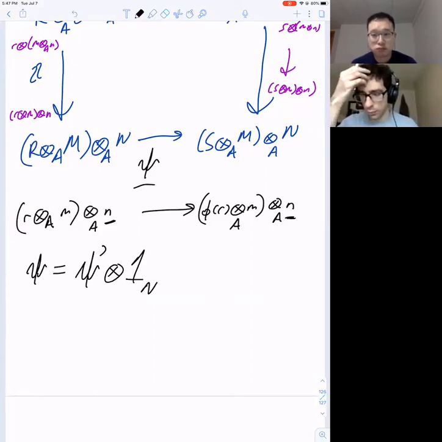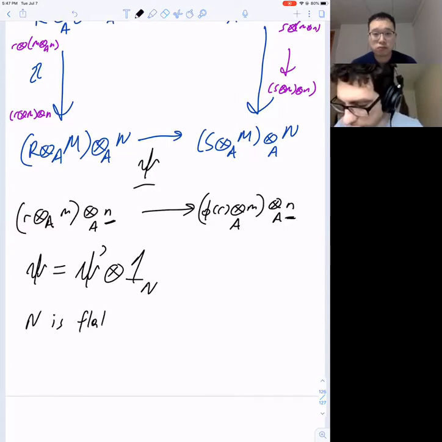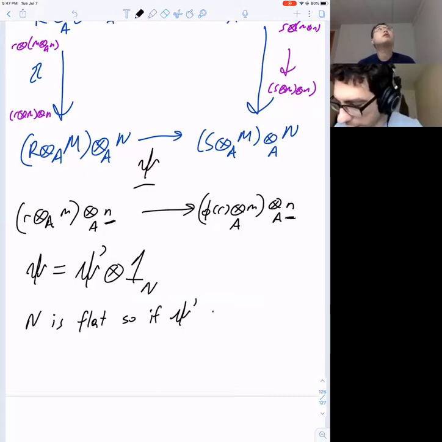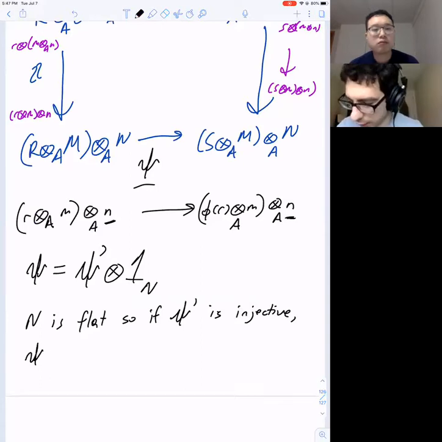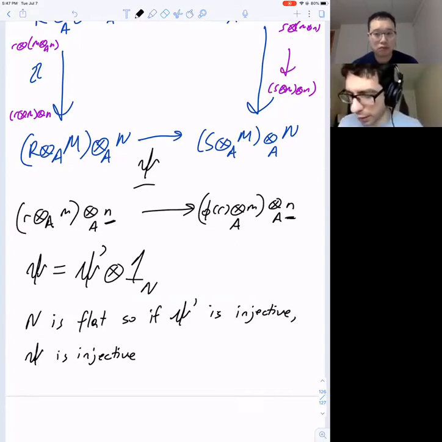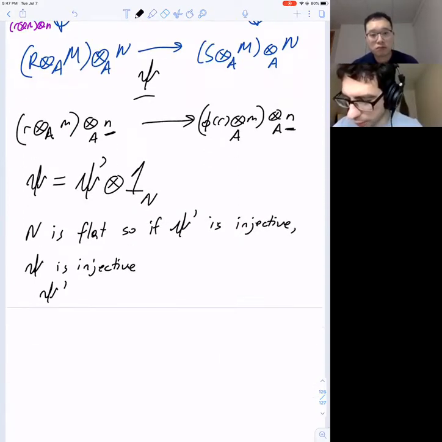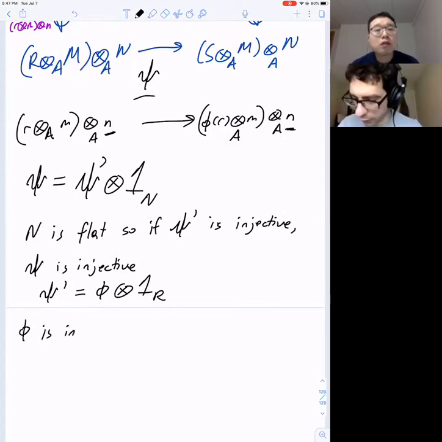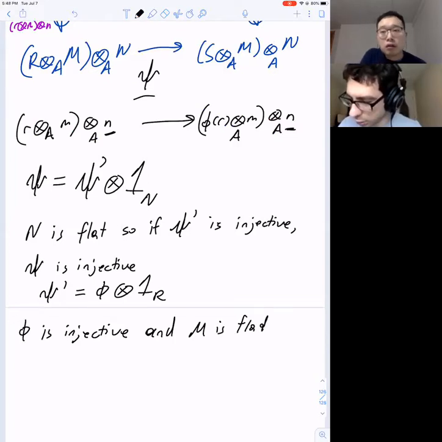Okay, so that's fine. So that means that N is flat. So if psi prime is injective, then psi is injective. But look at what psi prime is. Psi prime is precisely phi tensor identity on R. We know phi is injective, and we know M is flat. So that means identity on M instead of R.